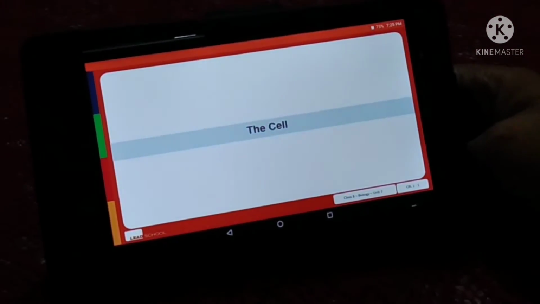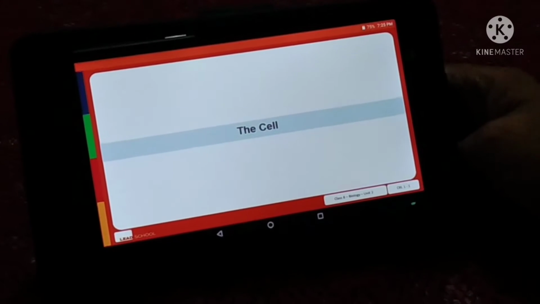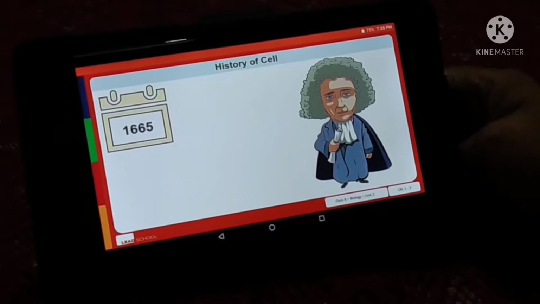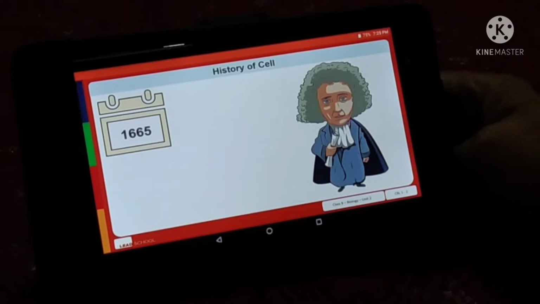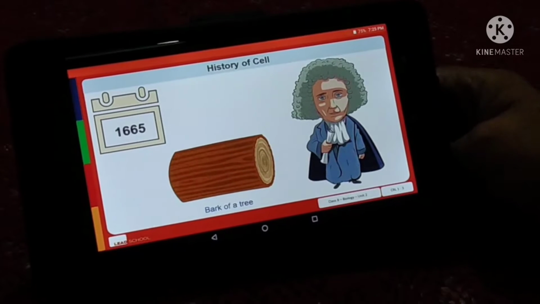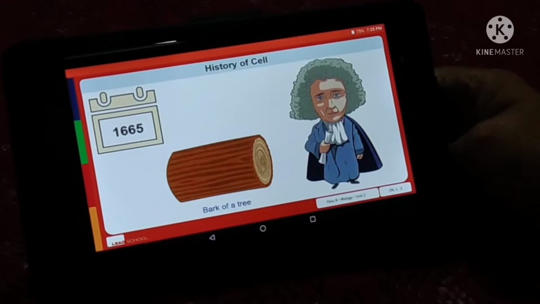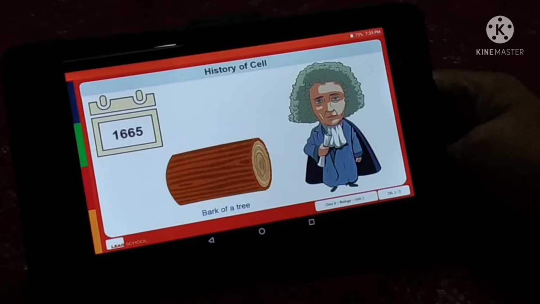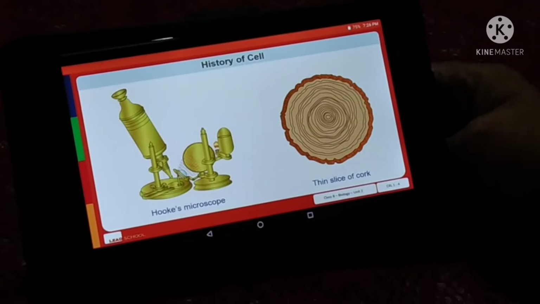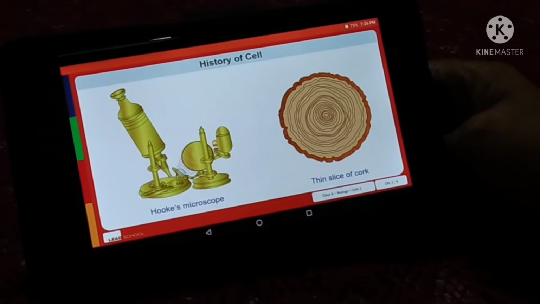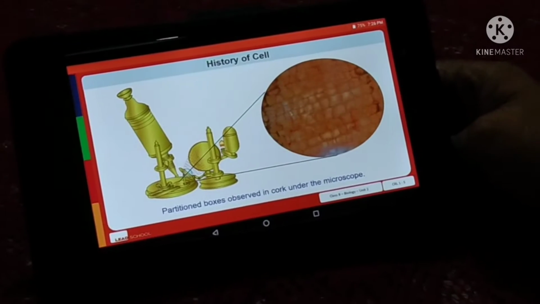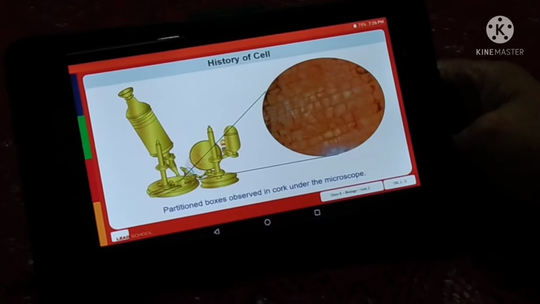In this video, we will learn about how cells were discovered. In 1665, Robert Hooke, a famous scientist, decided to observe a part of the bark of a tree called the cork under a simple magnifying device. He observed thin slices of a cork under a very simple magnifying instrument. He noticed partition boxes in the cork.